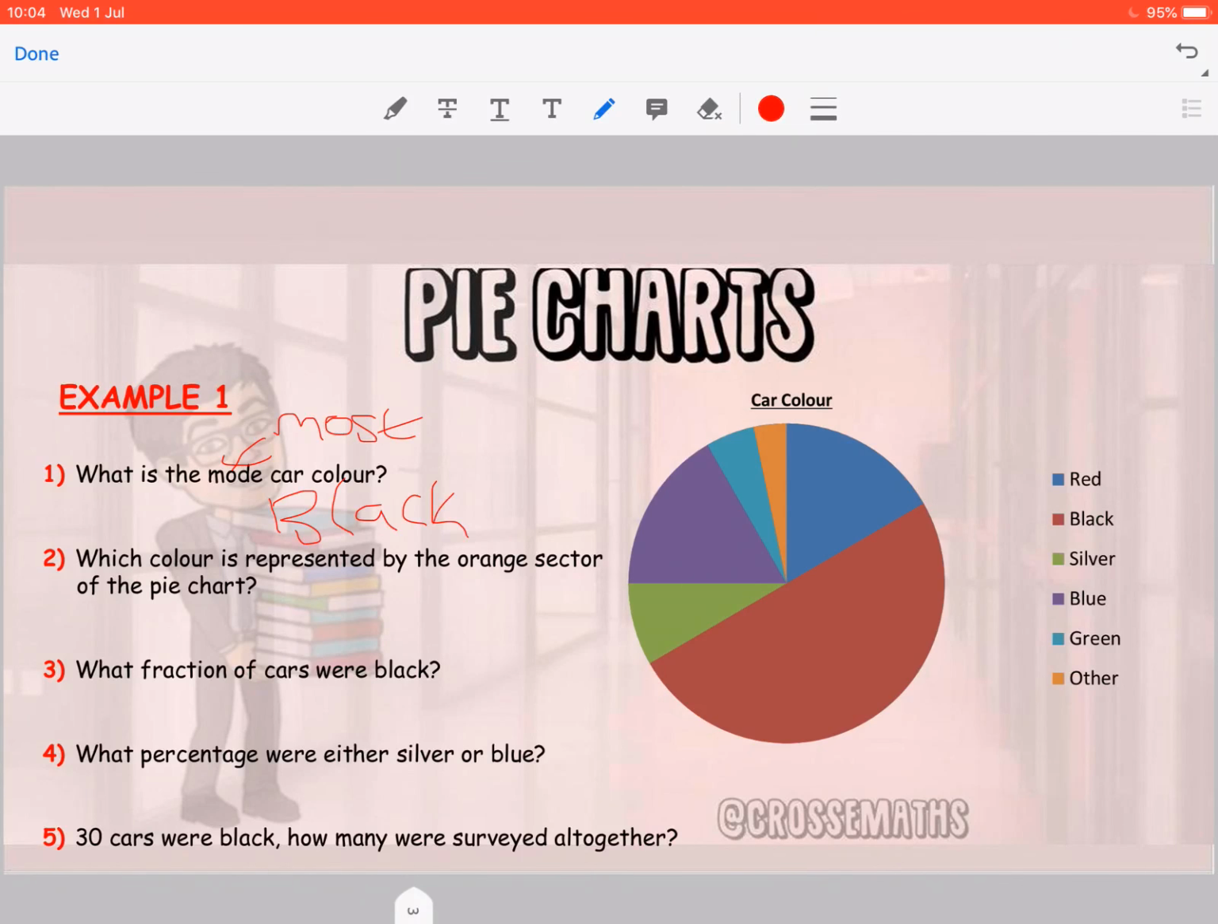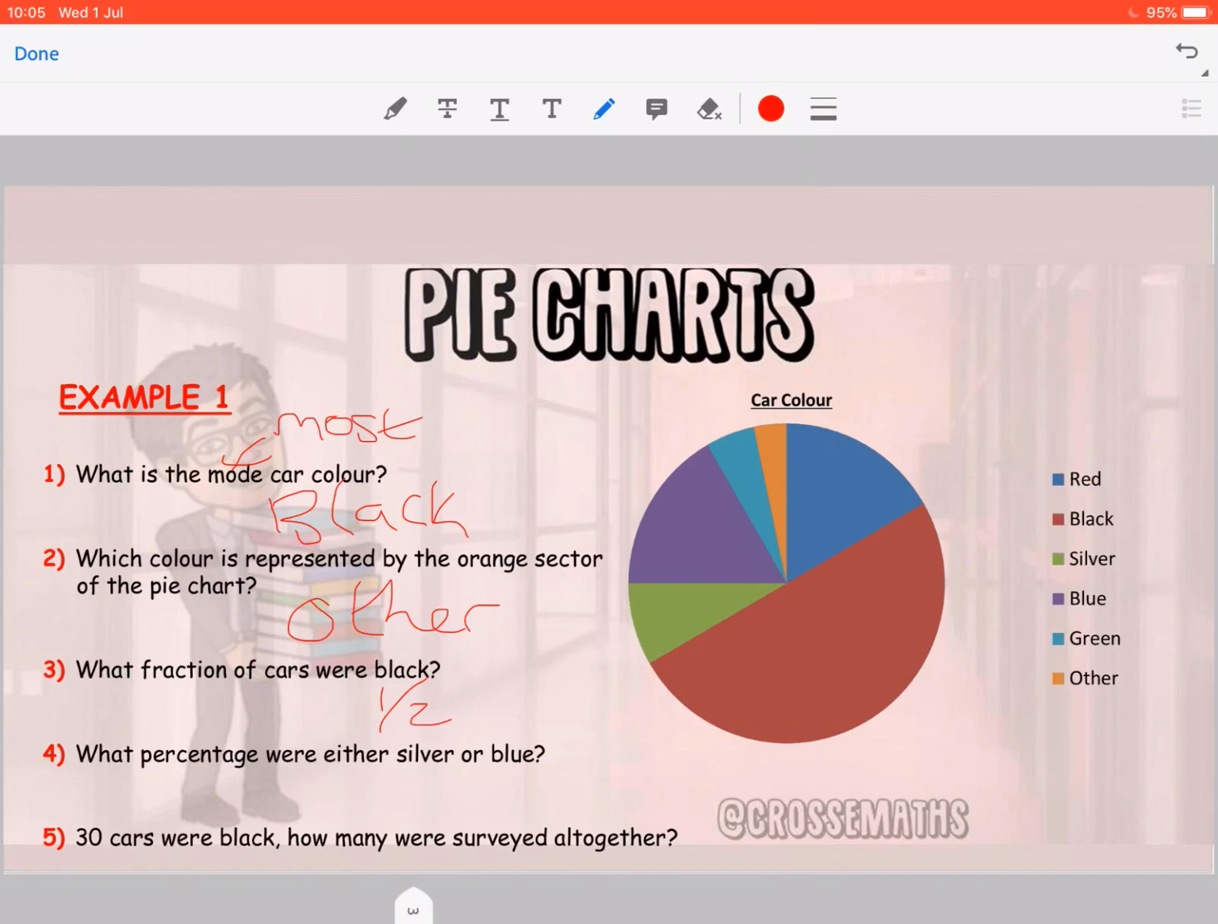Second one, which colour is represented by the orange sector? The orange sector is the other. So all this is essentially just looking at the pie chart, looking at the grid next to it, and you've got to work out from the key which bit is which. What fraction of the cars were black? Well, that line goes straight to the middle. If I look at this circle and I take that chunk out, that will be taking a half out. So a half of the cars are black.